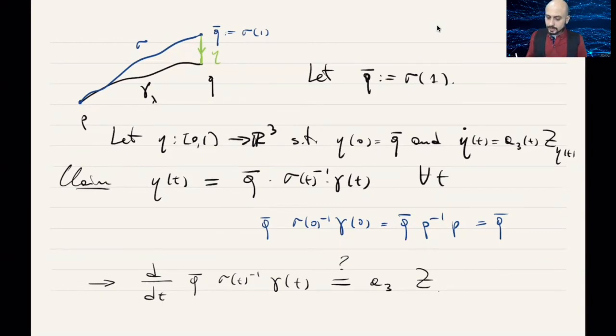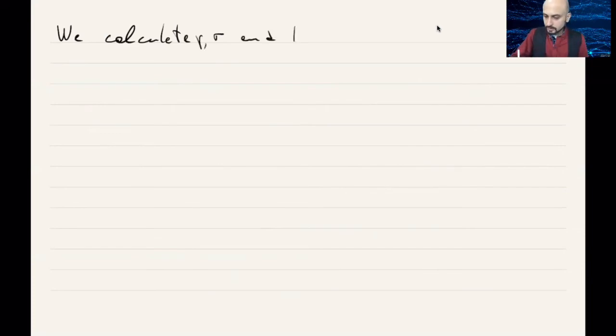It's good about the Heisenberg group that we really can express this product. So let's calculate the product. We can calculate sigma and gamma, and the product. So first of all, what is gamma? Gamma was such that it was a1 X plus a2 Y plus a3 Z.